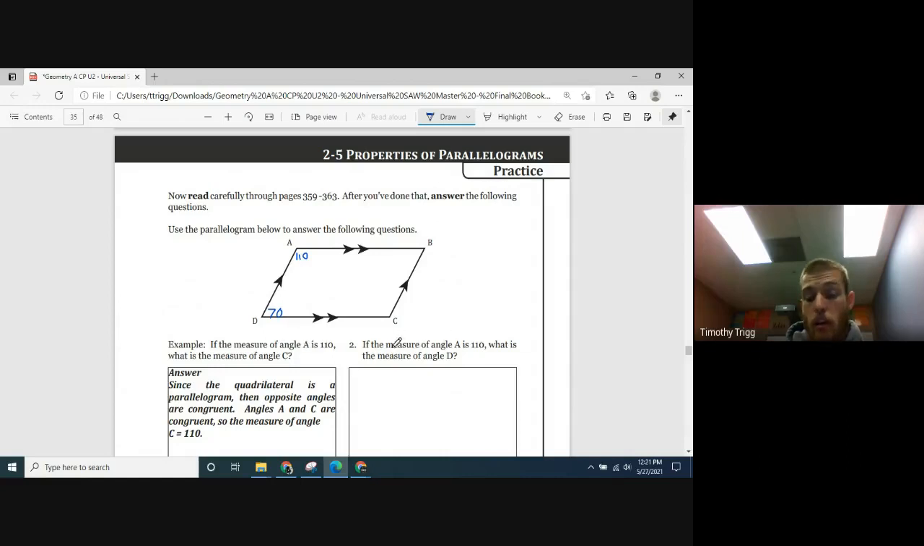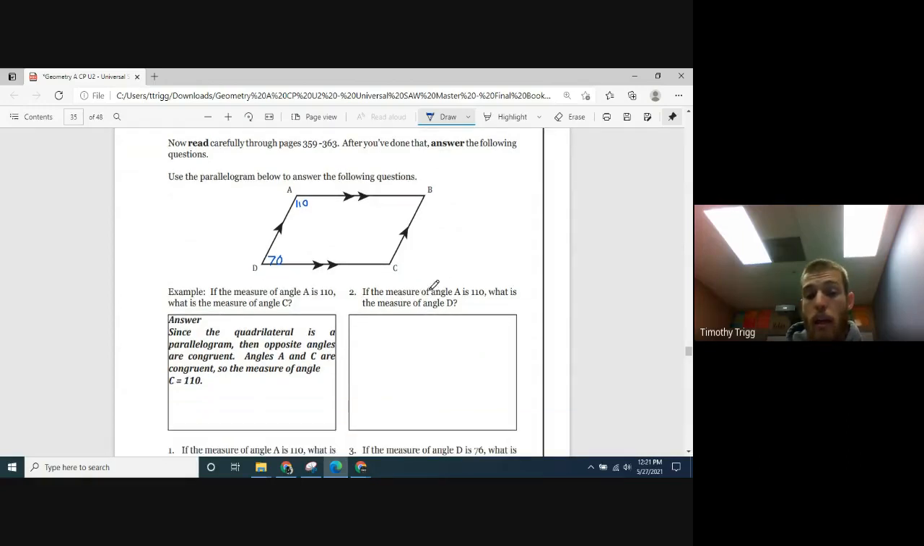So if it says right here for question 2, if the measure of angle A is 110, what is the measure of angle D? The measure of angle D in this case, if A is 110, then the measure of angle D equals 70 degrees. Okay, pretty simple. The opposite angles are congruent, but if they're next to each other, they're not congruent. In fact, they are supplementary.